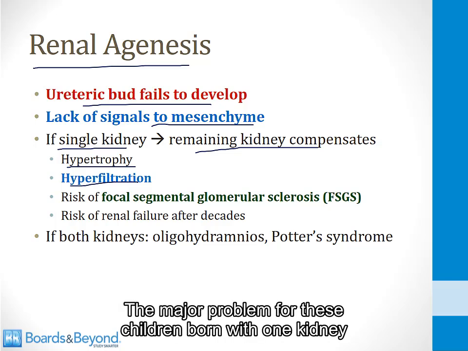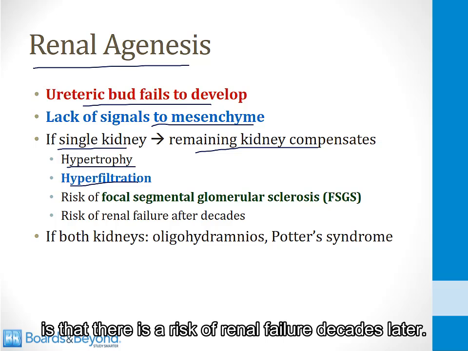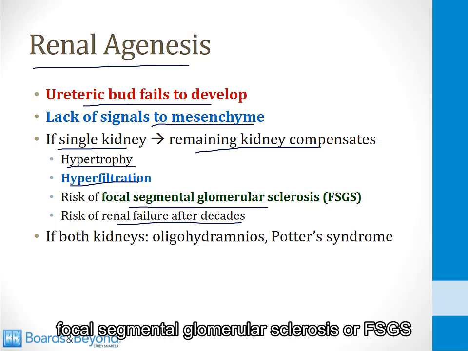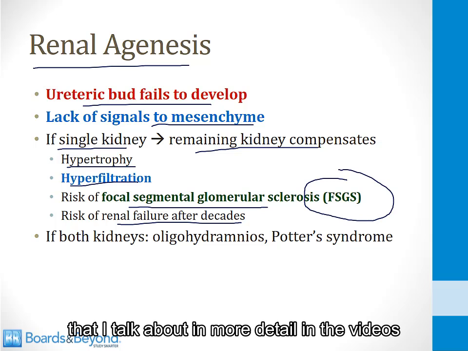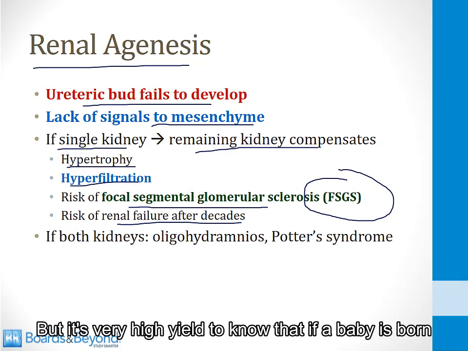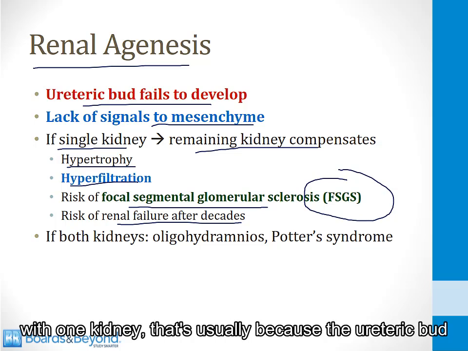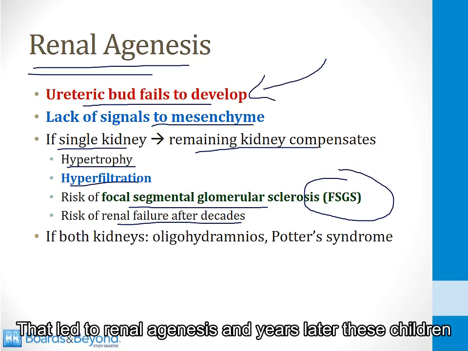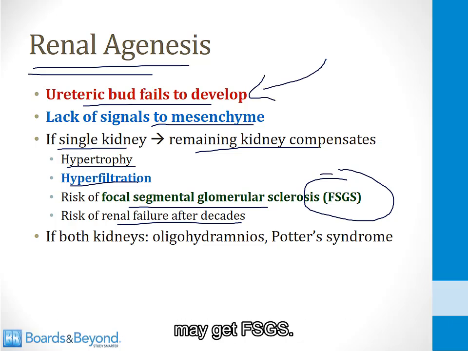The major problem for these children born with one kidney is that there is a risk of renal failure decades later. They get a glomerular disease called focal segmental glomerular sclerosis, or FSGS, that I talk about in more detail in the videos on glomerular diseases, but it's very high yield to know that if a baby is born with one kidney, that's usually because their ureteric bud did not develop. That led to renal agenesis, and years later, these children may get FSGS.